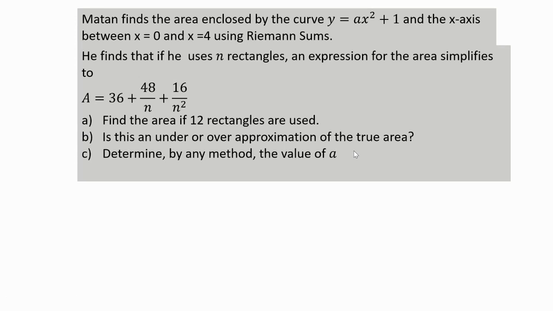Okay, so let's get to the last question of integration, all right? And that is to do a little bit with Riemann sums and what they can ask about it. So if we take this one, Matan finds the area enclosed by the curve y equals ax squared plus 1 and the x-axis between x equals 0 and x equals 4 using Riemann sums. He finds that if he uses n rectangles, an expression for the area simplifies to this. So A is 36. They've given you the final result, and I'm asking you to get to that. That's the final result, guys.